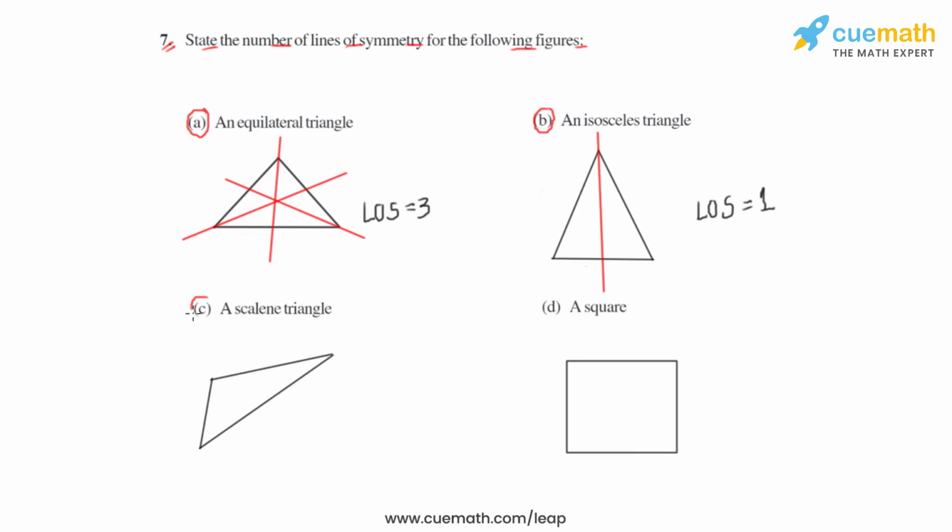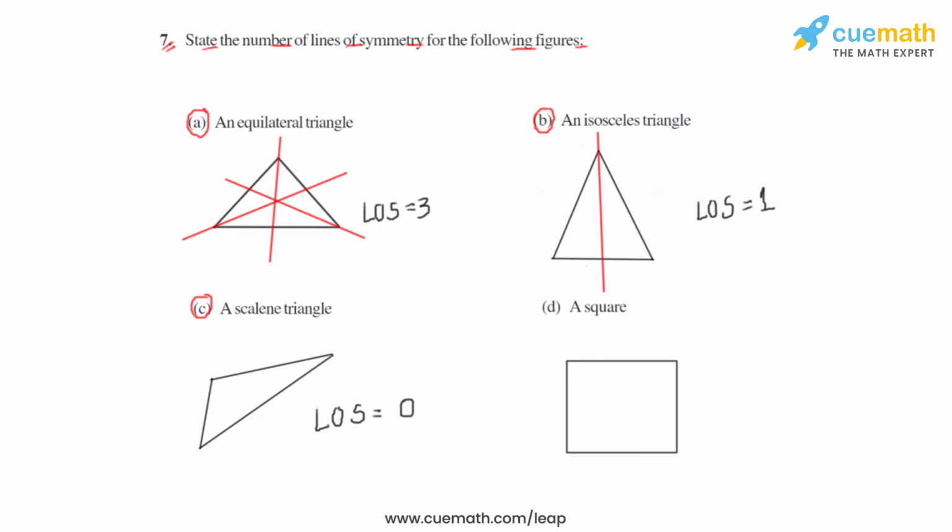Now figure C of this question has a scalene triangle, which we all know is not a symmetrical figure and is not a regular polygon. So we can conclude that the number of lines of symmetry for a scalene triangle will be 0.